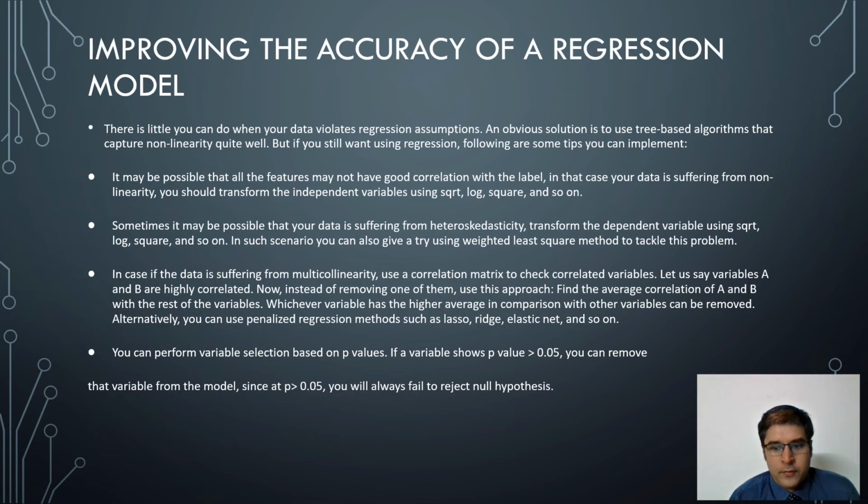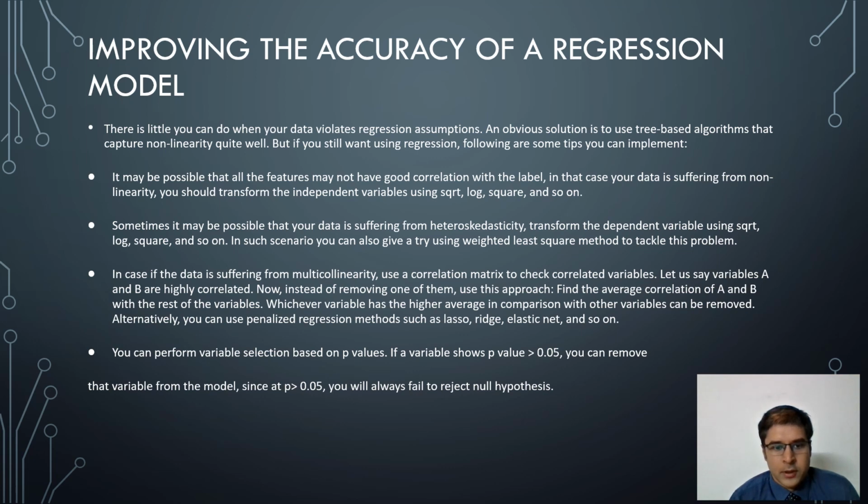Improving the accuracy of a regression model. There is little you can do when your data violates regression assumptions. An obvious solution is to use tree-based algorithms that capture non-linearity quite well. But if you still want to use regression, following are some tips you can implement.